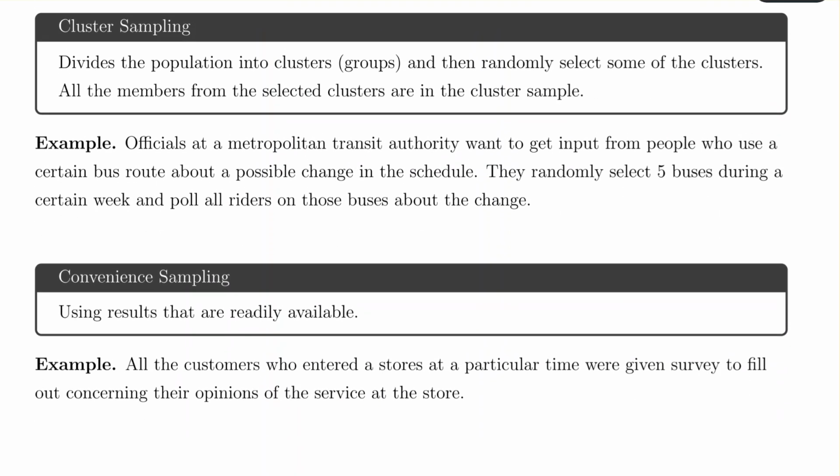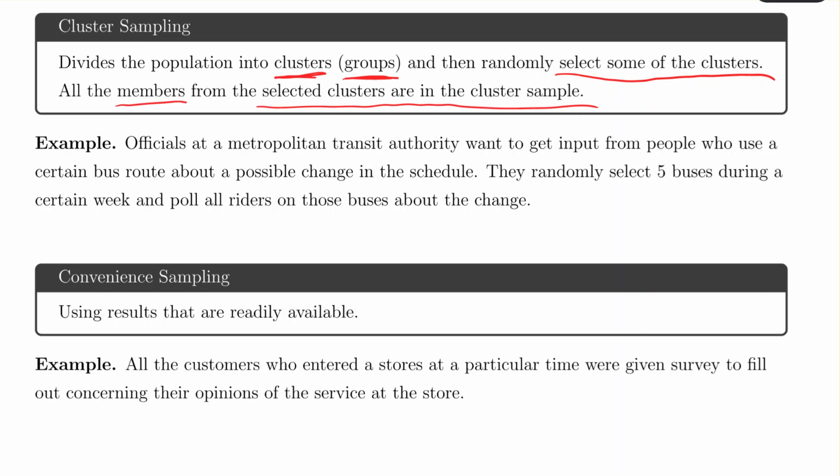Cluster sampling. In cluster sampling, we divide the population into clusters, called groups, and then randomly select some of the clusters, some of the groups. All the members from the selected clusters are in the cluster sample. So let's look at an example.